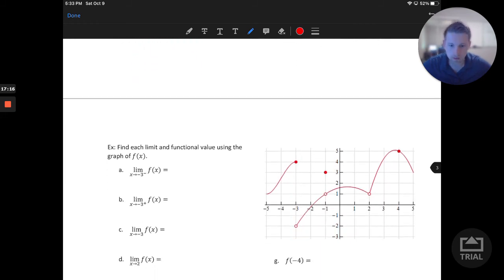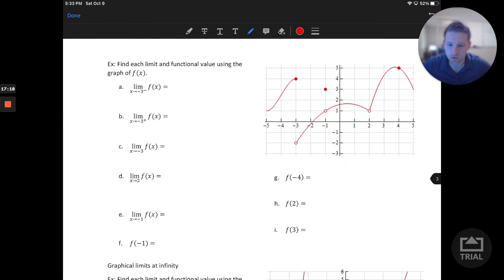We'll take a look at a couple more graphs as we move along here. The next graph has a few gaps in it, a few holes in the graph. So let's go one by one. Part A takes a look at the limit as x approaches -3 from the left again.